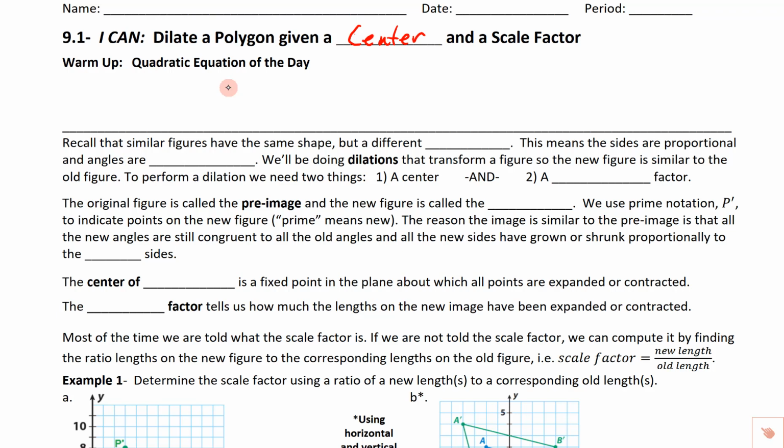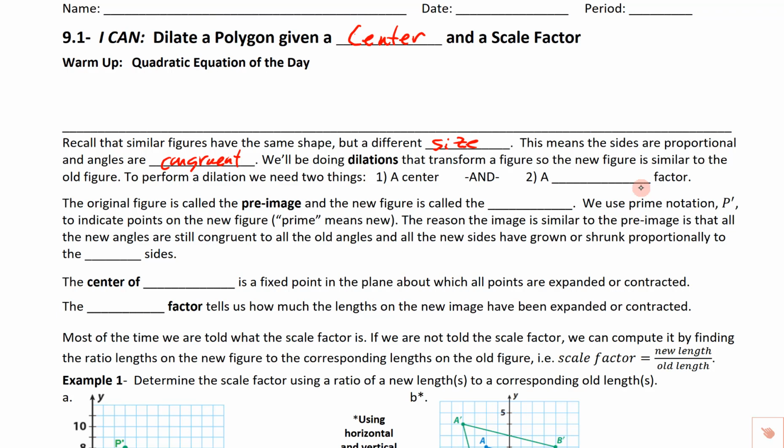And then we're going to recall a couple things. So recall that similar figures have the same shape but different size. And what this means is the sides are proportional and all the angles are congruent. So the sides are proportional and the angles are congruent. They're not exactly the same size. And we'll be doing dilations that transform a figure into a new figure that's similar to the old figure. So we don't have to worry about things not being similar. They're definitely going to be similar.